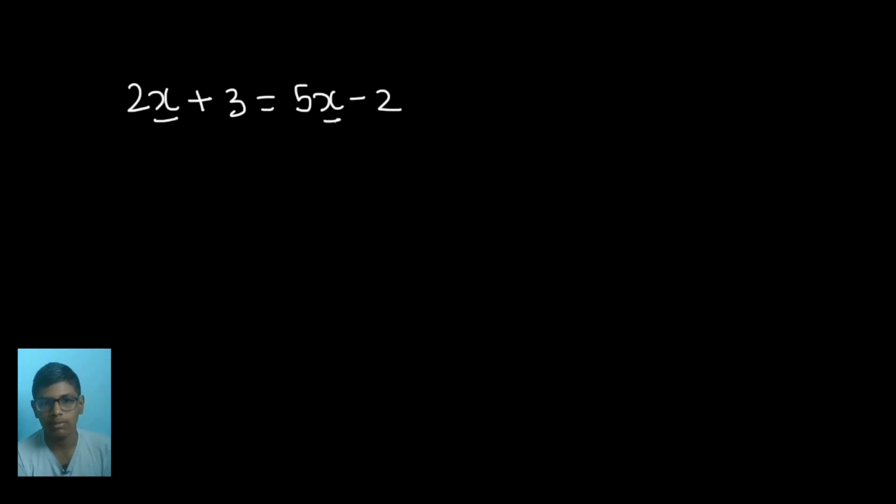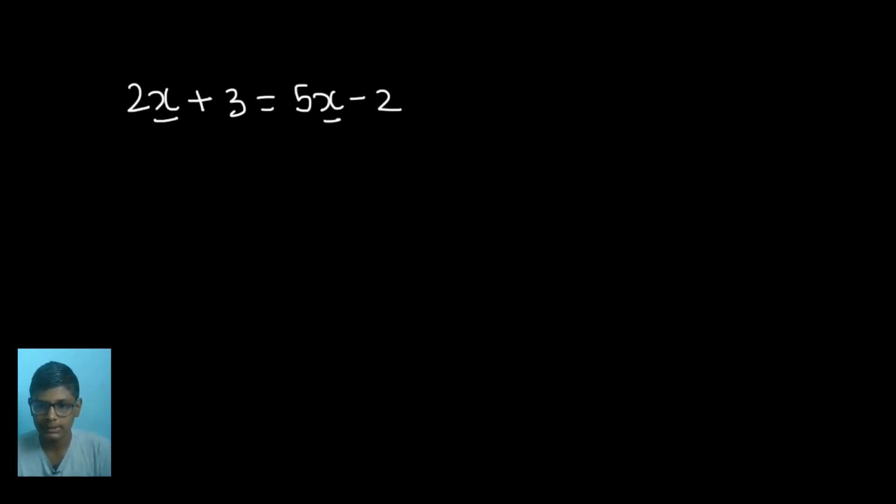Today we are going to be learning how to solve linear equations where the variables are on both sides. They are on the LHS, and they are also on the right hand side. So let's take an example and look at how the variables are on both sides: 2x plus 3 is equal to 5x minus 2. Here the variables are on both sides. 2x is on the left hand side and 5x is on the right hand side.